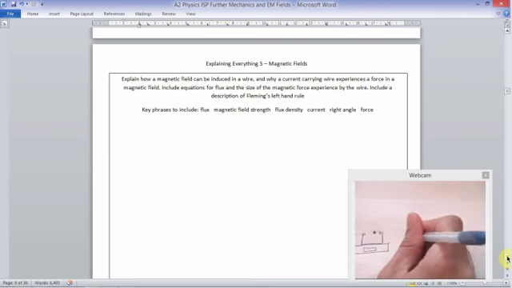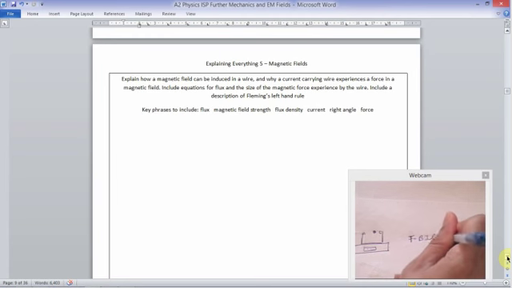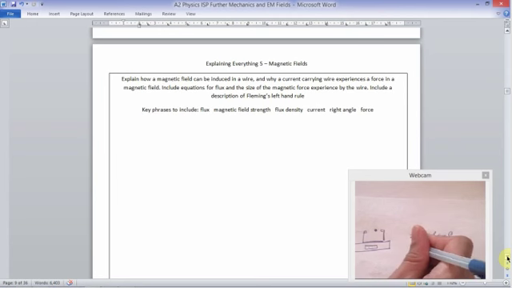Okay, include equations of flux and the size of the magnetic force experienced by the wire. So the main one is this one over here: F equals BIL sine theta. That's going to tell you the size of the force that's actually felt. Remember, you've got the idea of flux, phi is equal to nBA, okay, as well.